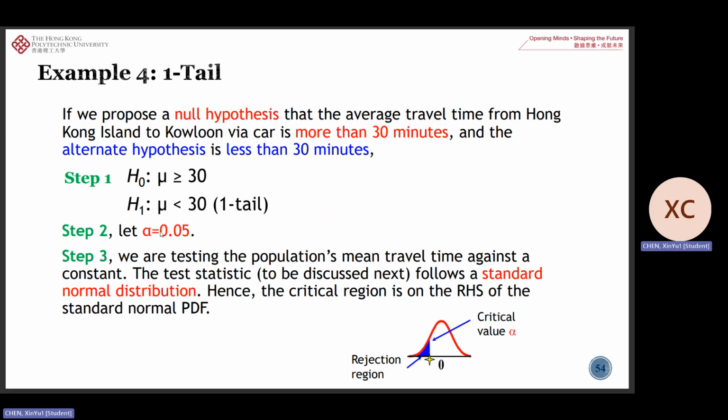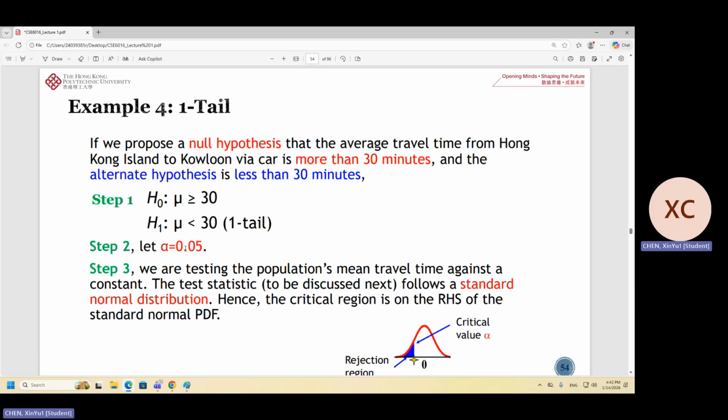Then let's assume alpha is 0.05. It means a 95% statistical significance level. We are testing the population mean travel time against the constant. The test follows a standard normal distribution. So here we can calculate the critical value for alpha. Alpha is 0.05 means this area is 5%, and this area is 95%, because the sum of the whole area should be equal to 100%.